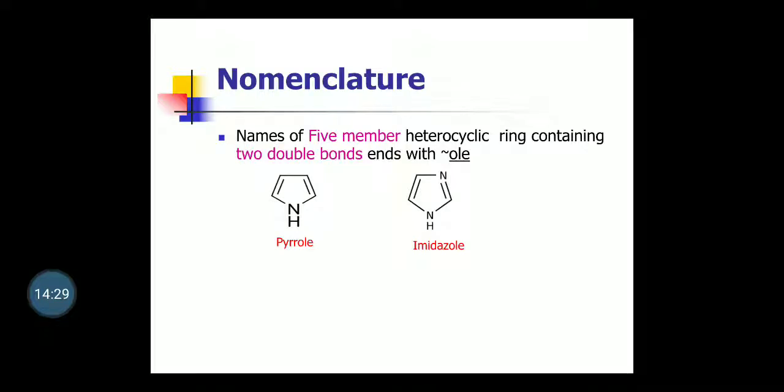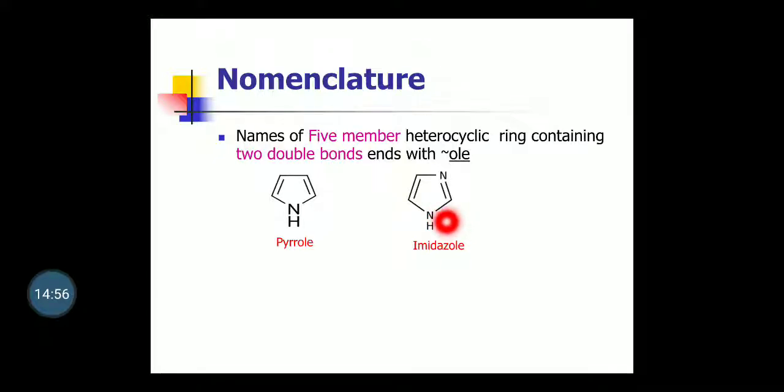So this is imidazole. Again we can see that OLE is the suffix, meaning it's a 5-member ring with 2 double bonds. The remaining things are part of the prefix: there are 2 heteroatoms, both are nitrogen, so it will be imidazole. Imidazole stands for 1, 2, 3. There are 2 nitrogens, and the relative position of the nitrogens is 1 and 3. And as for the numbering, it's a simple heterocyclic ring. Why are we giving this nitrogen as 1?